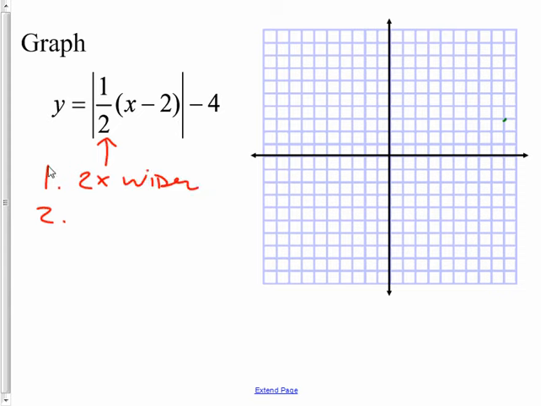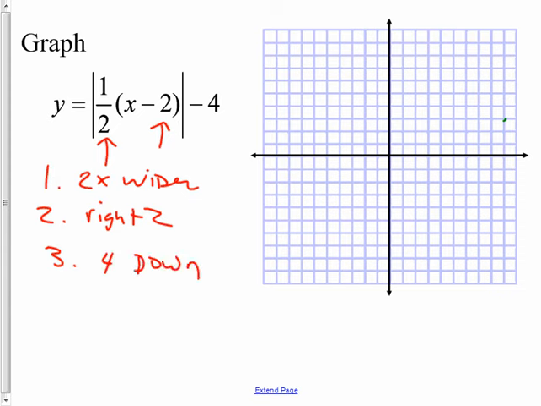Raise your hand if you had that part right. Okay, good. Next up is, it has to go to the other thing on the inside, which is that -2, which is right 2. Raise your hand if you had that part right. Good. Then of course you got the third one, or the last thing right, which is 4 down.